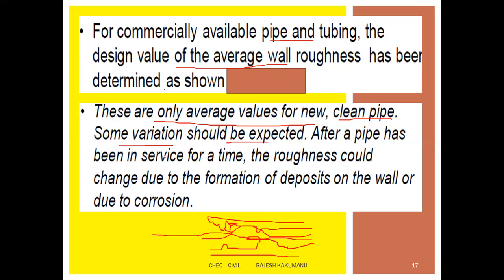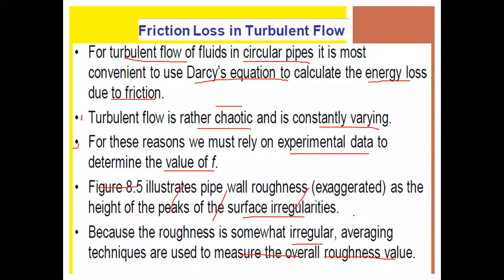After a pipe has been in service for much time, the surface index could change due to the formation of deposits. Whenever you use a pipe for a long run in any application, the surface roughness changes. Salt deposits or other chemical deposits form on the pipe and attach, so irregularities form, right? The roughness of the pipe will change due to the formation of deposits on the wall of the pipe due to corrosion. In that way also, the friction losses will change in the turbulent flow.